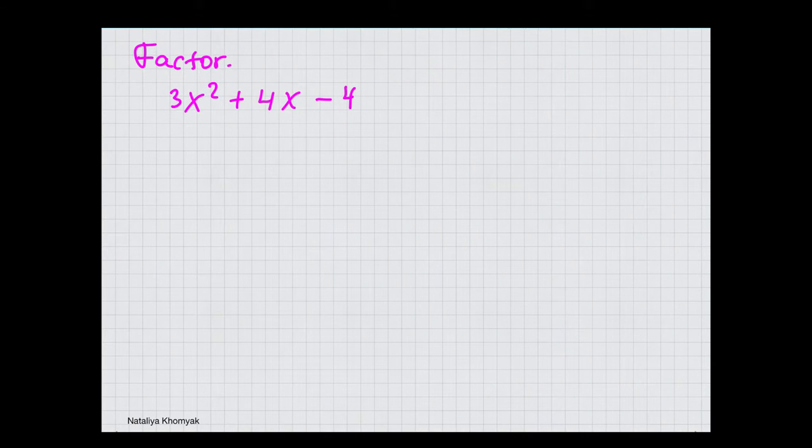Here we have to factor 3x squared plus 4x minus 4. So the first thing here is to multiply 3 and negative 4, and the product is negative 12. The only way you can have the product be negative is when one of the factors is positive and the other one is negative. Now, if you're combining two signed numbers with opposite signs, you will be calculating the difference.